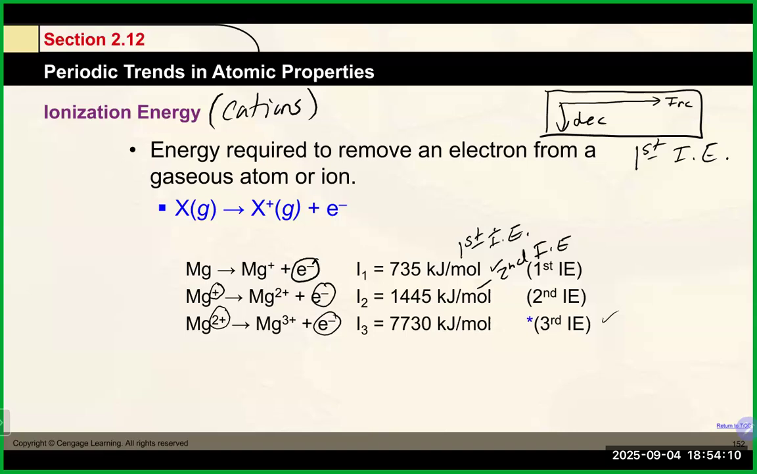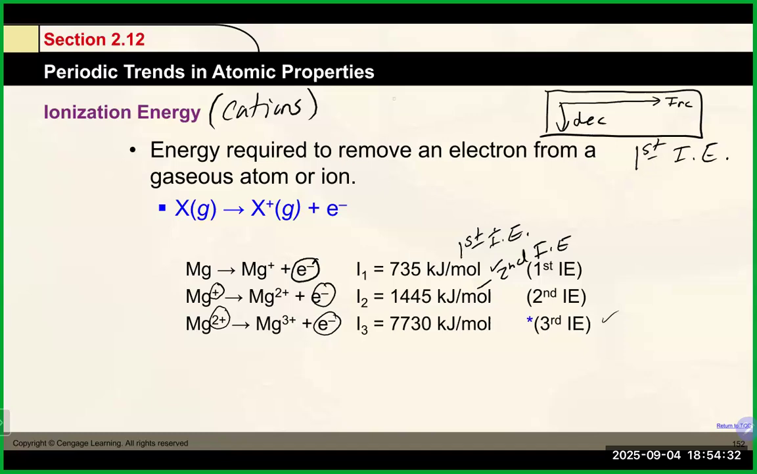By the way, that's why something with a positive charge is smaller than the neutral atom, because it loses electron density as it loses electrons. So the general trend is the first ionization energy is smaller than the second, and the second is smaller than the third. It keeps getting harder and harder to remove electrons.